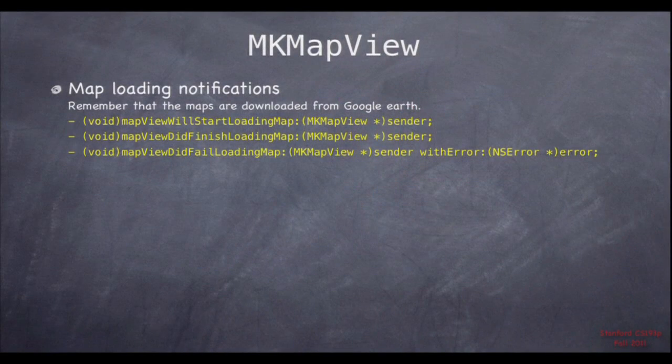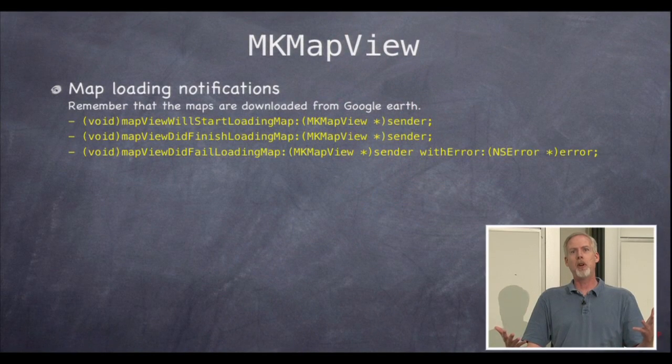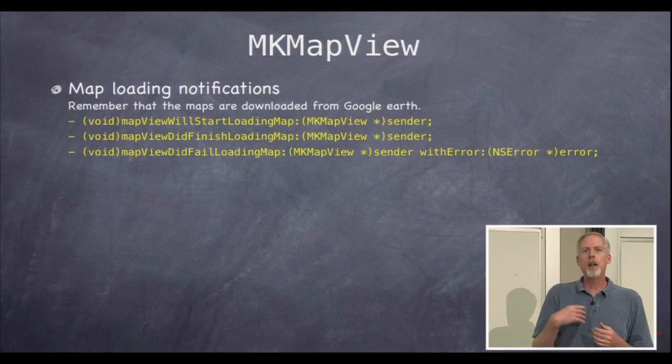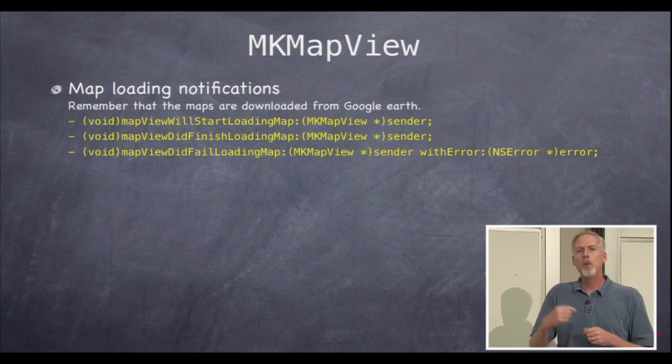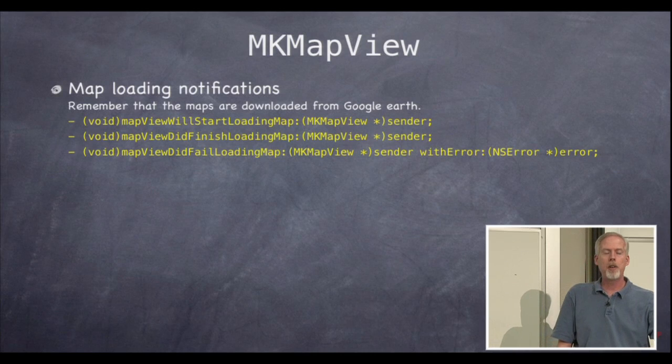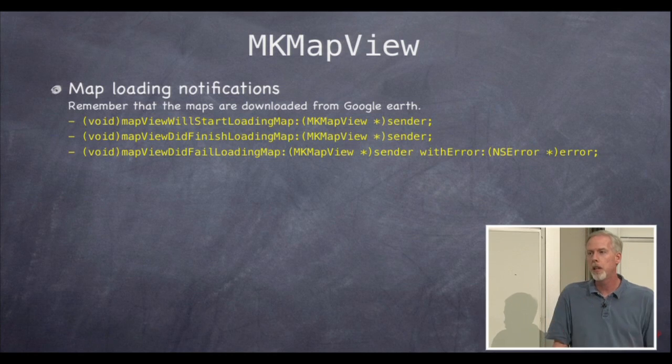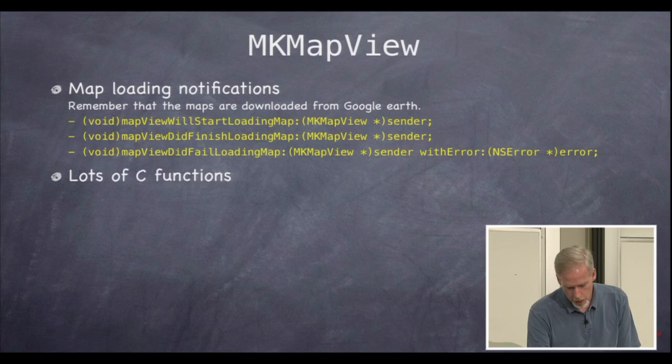You get notifications to your delegate when the map starts loading. Remember that the entire world's satellite imagery is not on your phone. Okay, so when you scroll around, it's downloading from Google Maps all the map information. Okay, so it kind of comes in tiles, and so this will tell you when it starts going back out to the network for more, and when it finishes. So you'll be constantly getting start and finish. Usually you don't care about this, but if you do, there you go.